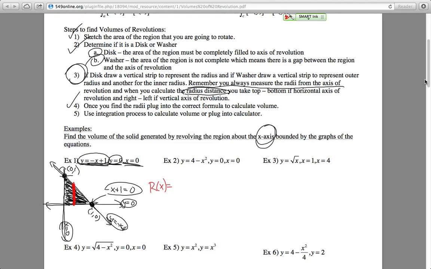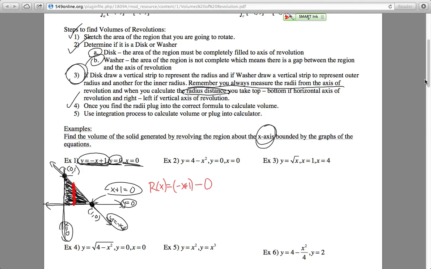That red distance is going to be, what did I say to do? It's either top minus bottom or right minus left. In this case, it's top minus bottom. So what's the top function? Negative x plus 1. Now some of you don't think this is necessary, but let's just practice it because it will be necessary eventually. Minus the bottom function. What is the bottom function?